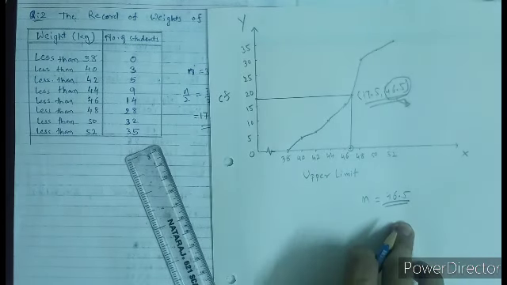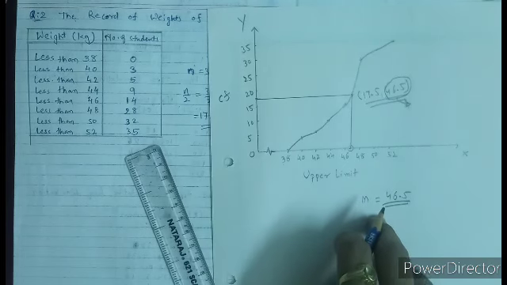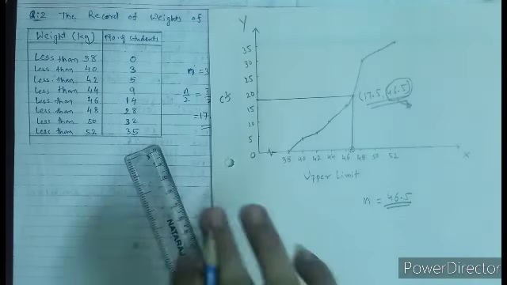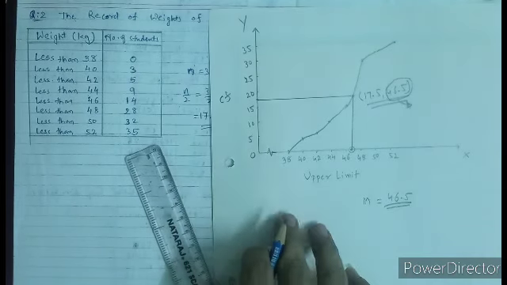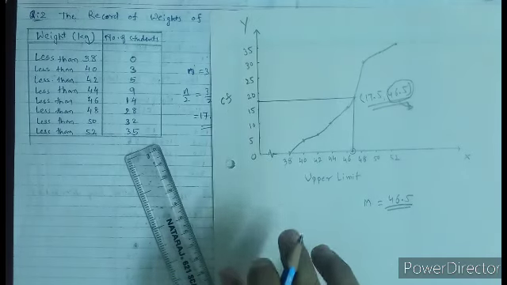You may get or may not get the exact value. On graph you may get approximate value, but it will be nearby the value obtained by the calculation. Now we have to verify this value through calculation. We know how to do this through calculation.